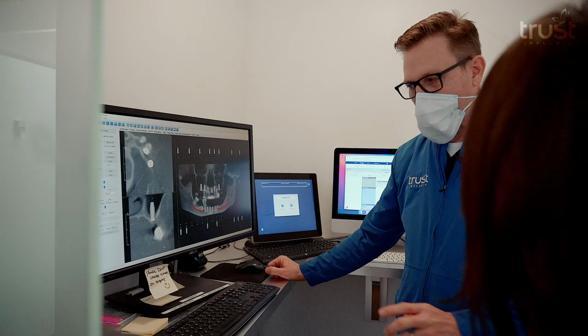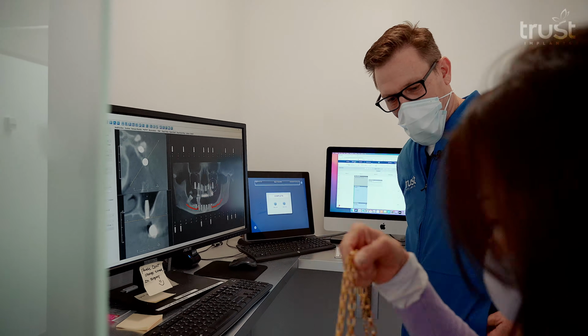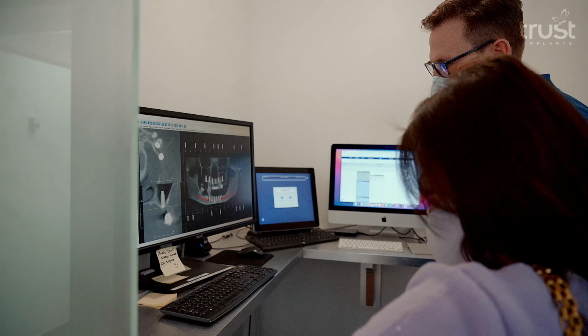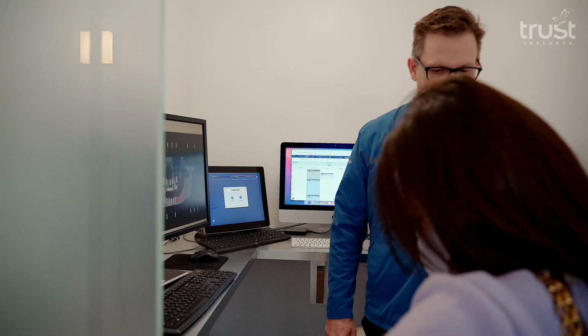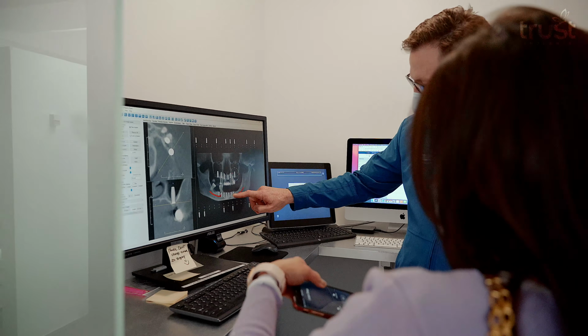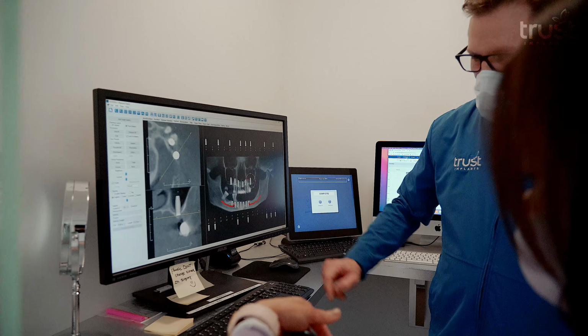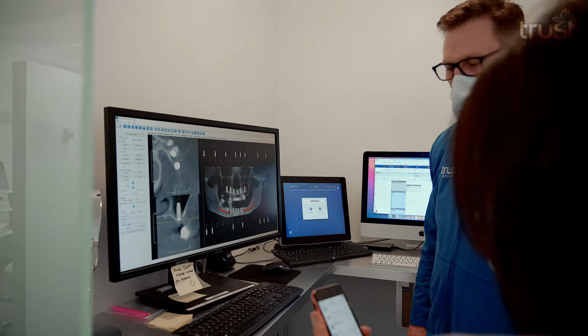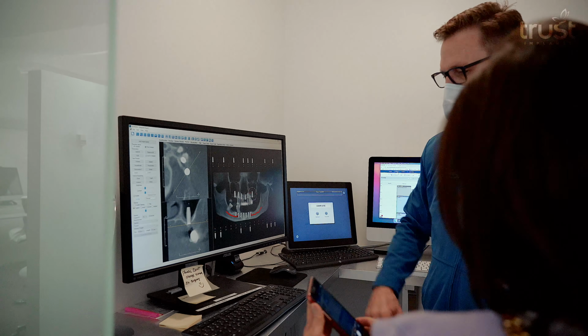If you have your cell phone, you can take a picture of this, so that way you have an idea kind of what we're talking about. These red lines here, that's the nerve, that's the inferior alveolar nerve, so that way we know where we're at.